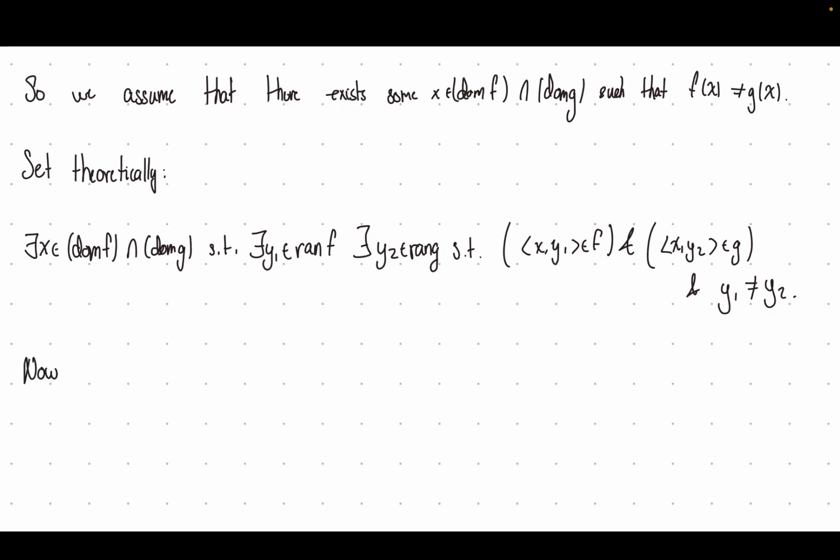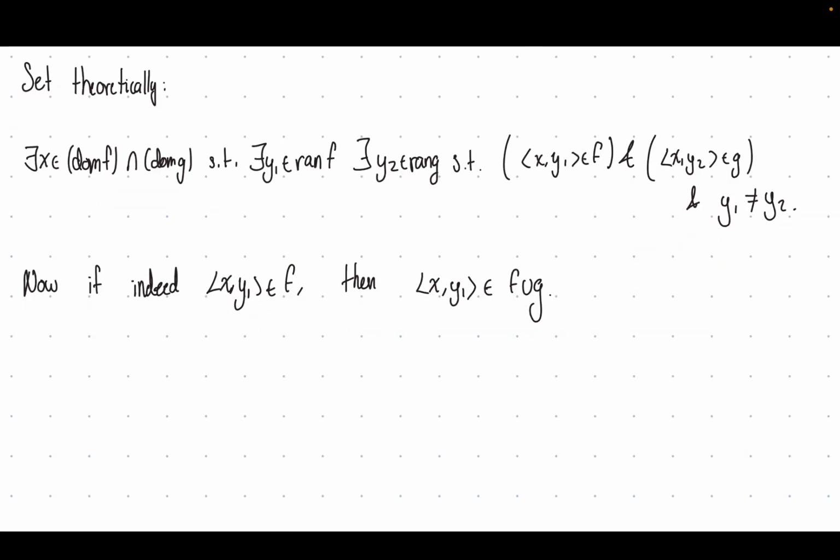Now, if indeed x comma y1 is in f, then surely x comma y1 is in f union g, as f is a subset of f union g, and similarly x comma y2 is in g implies that x comma y2 is in f union g for the exact same reason.